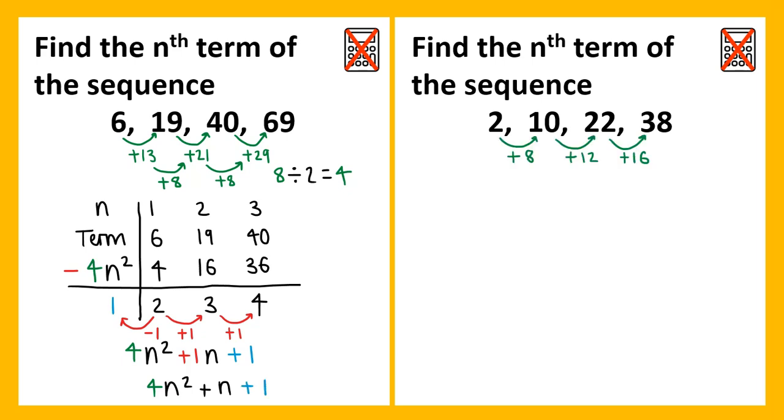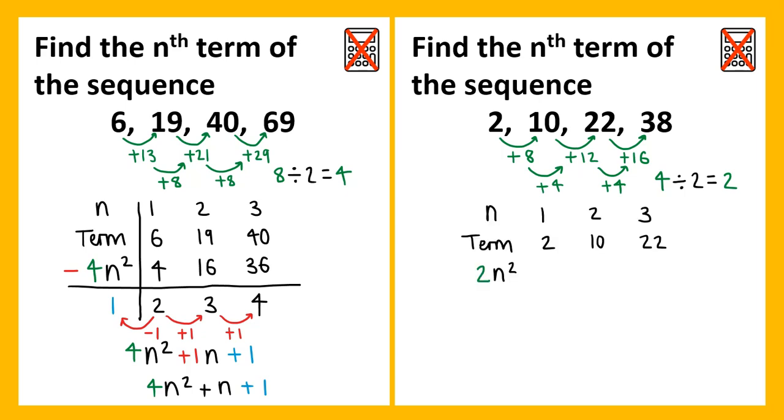n plus 1. For the next question, I don't have a common first difference, but I do have a common second difference. Divide this by 2, meaning my nth term involves 2 lots of n squared. Considering the first 3 terms and calculating 2 lots of n squared, 1 squared times 2 is 2, 2 squared times 2 is 8, and 3 squared times 2 is 18.